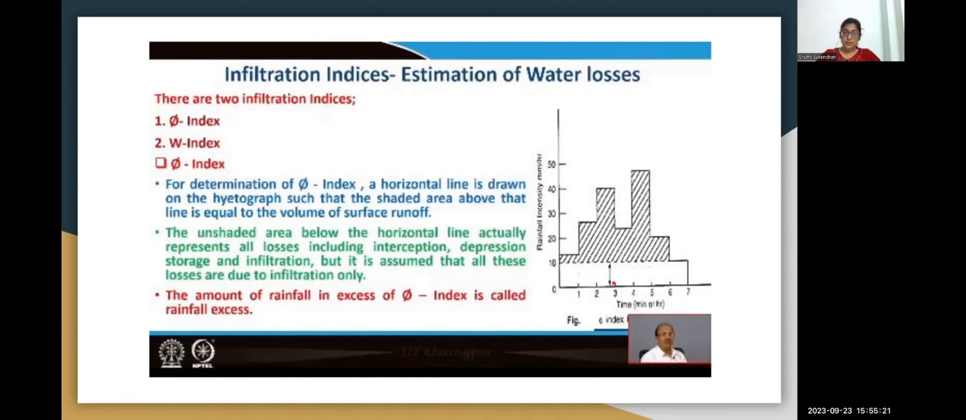Water is lost as a result of infiltration, and how much is going off as surface runoff. It is for this purpose that phi index and W index are used. Phi index is only considering loss due to infiltration. We are not considering losses due to interception or depression storage, whereas W index will consider the loss due to interception and depression storage as well.